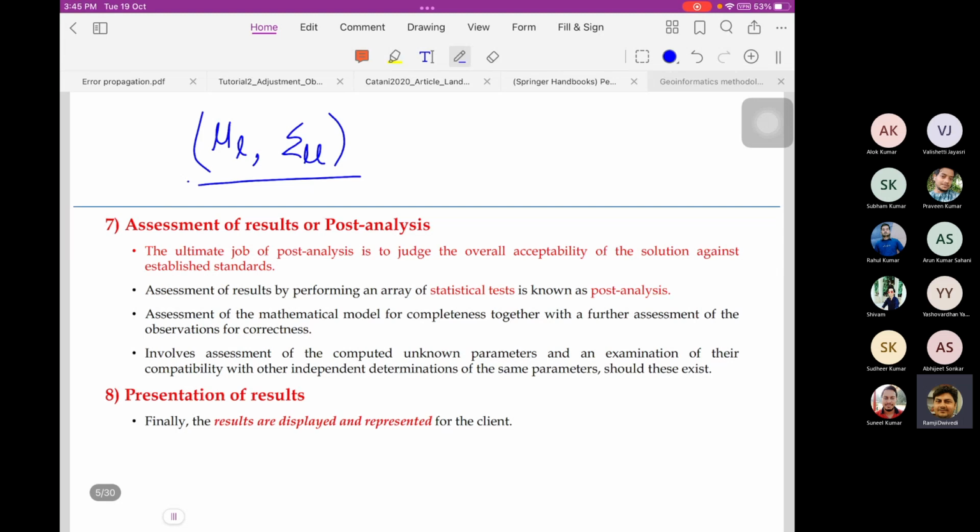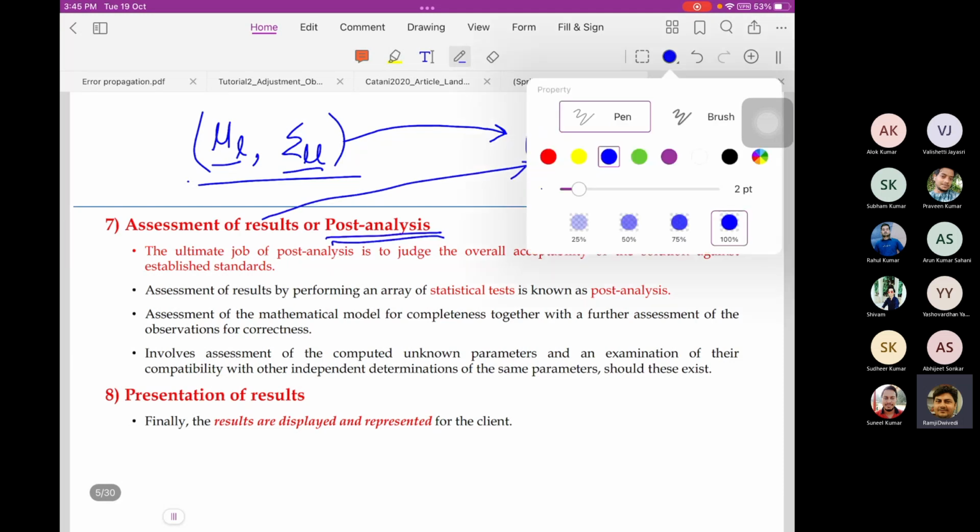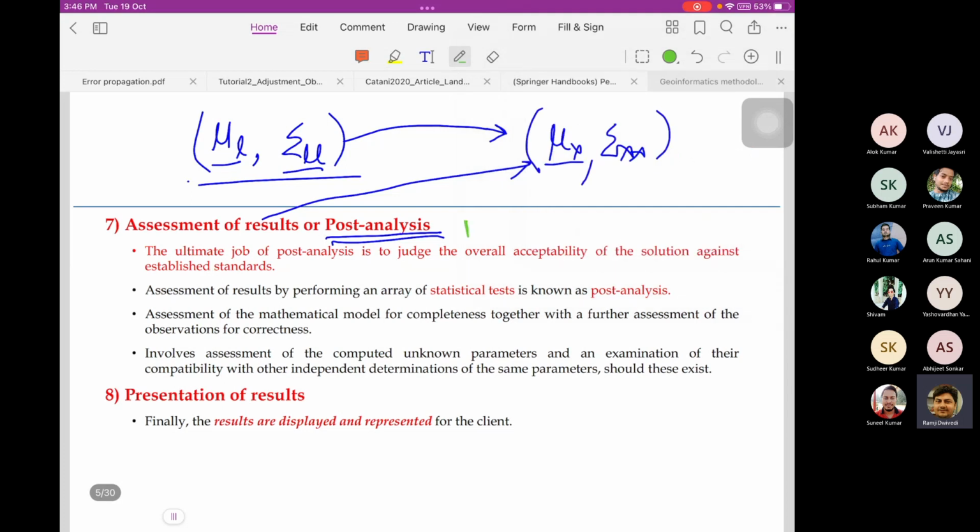Observables, let's say L, mu L, a vector, and sigma LL, the variance covariance matrix. And from this, you have achieved so-called mu x and sigma x square. It may be a vector also, or a single variable. Sorry, if it is also a matrix, a vector, sigma xx. So now your job is to assess the result as well as do the post analysis to get a green flag. Sometimes in software you would see such a flag with the result. So the result should have a green flag.